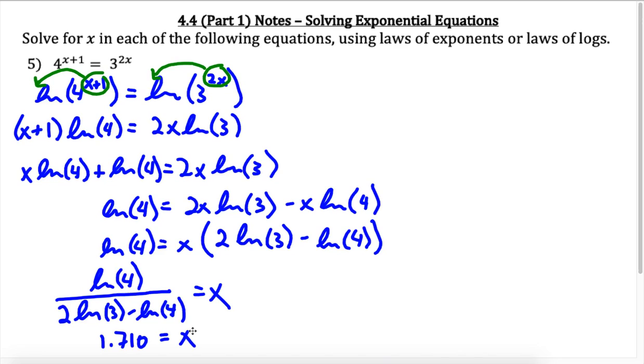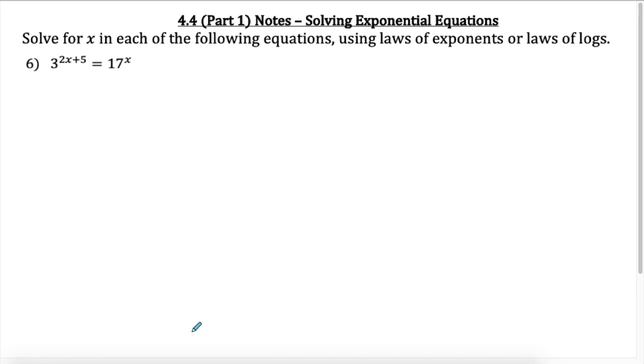Okay, let's try one more of those because these ones are a little bit longer, maybe a little bit trickier. Okay, so 3 to the 2x plus 5 equals 17 to the x. I just want to take the natural log of both sides.